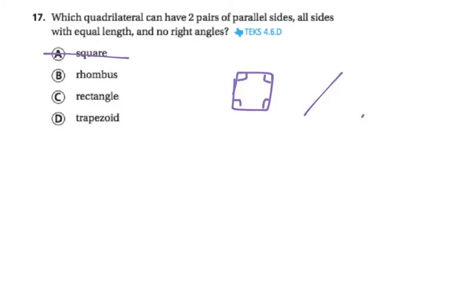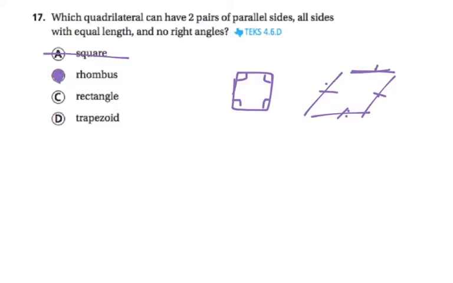Okay, a rhombus by definition has 4 sides of the same length, and then 2 sets of parallel sides, and doesn't have to have any right angles. So rhombus would be our better choice.